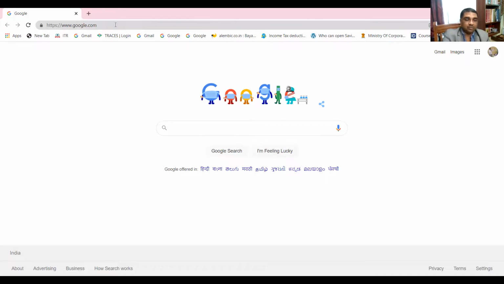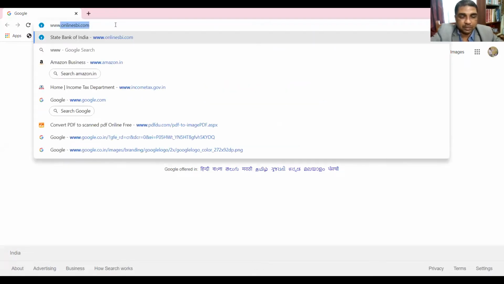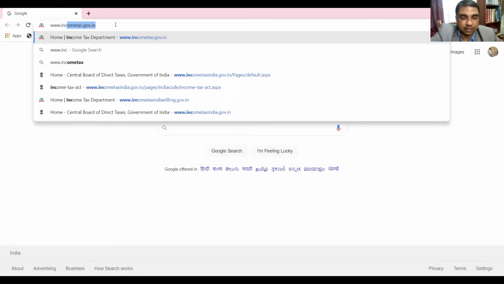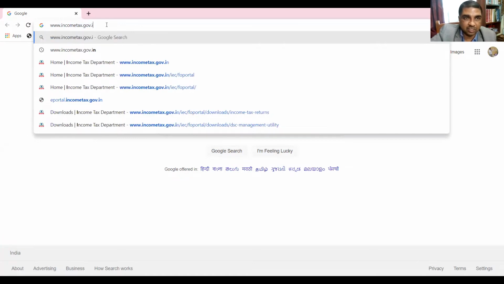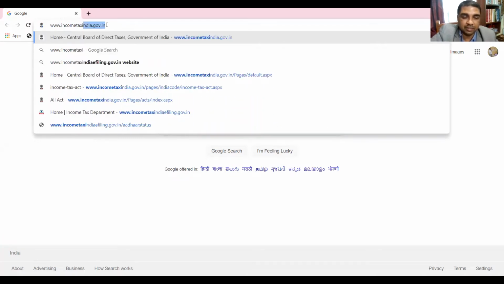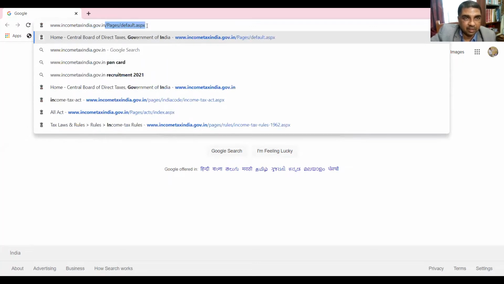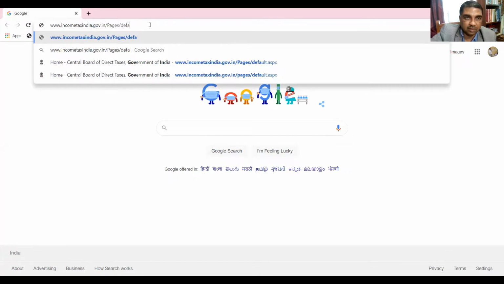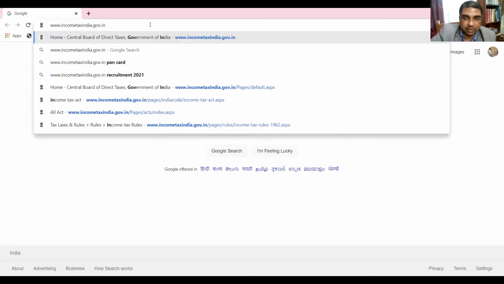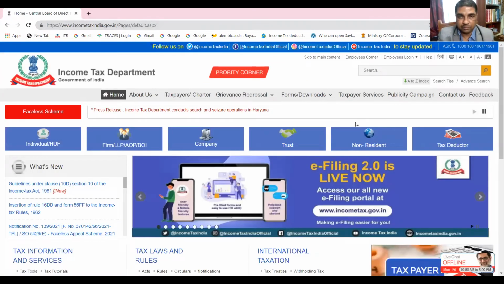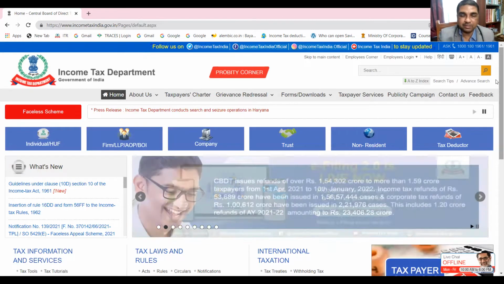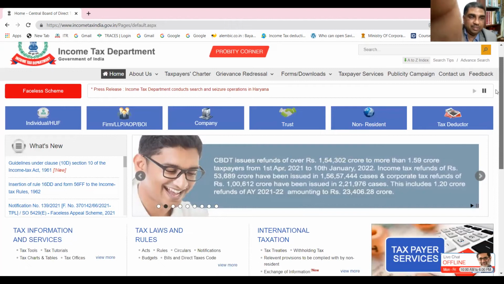Friends, you are now seeing the Google Chrome browser. I'm taking you to this site, incometaxindia.gov.in, not incometax.gov.in. Let me take you to the home page first. You are able to see the department's home page.